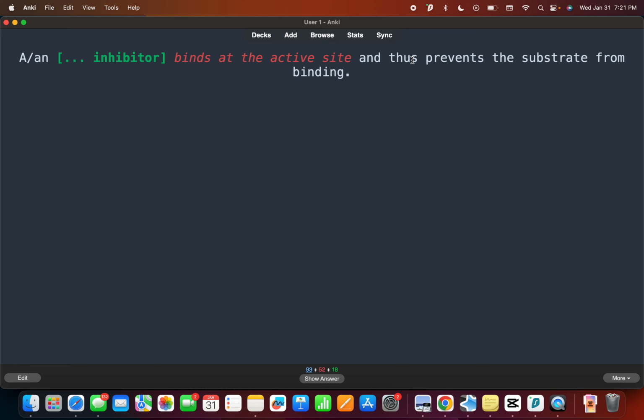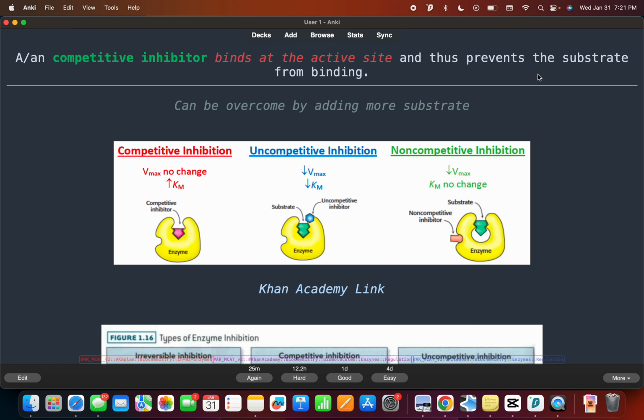What inhibitor binds at the active site and thus prevents the substrate from binding? This is a competitive inhibitor. It prevents the substrate from binding, but can be overcome by adding more substrate, because more of the substrate would be competing with those inhibitors. So your Vmax does not change, but your Km increases. An increase in Km means your curve is going to shift to the right, which means you need more of the substrate to reach half of the Vmax.